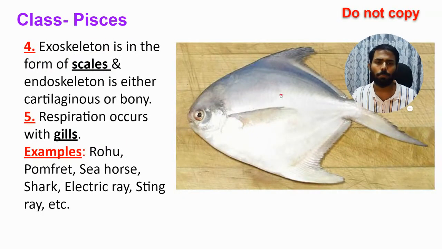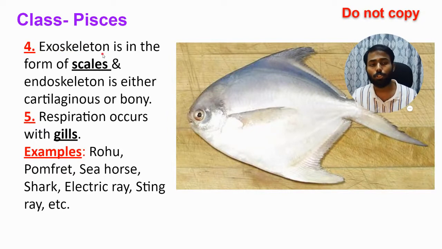Okay, next, exoskeleton is in the form of scales. Okay, again this is the photo of a pomfret. Okay, in Marathi they will call it paplet. Very famous, very popular fish amongst Maharashtrians. Okay, paplet. So in English they'll call it pomfret. Okay, pomfret. So this is the photo of pomfret.